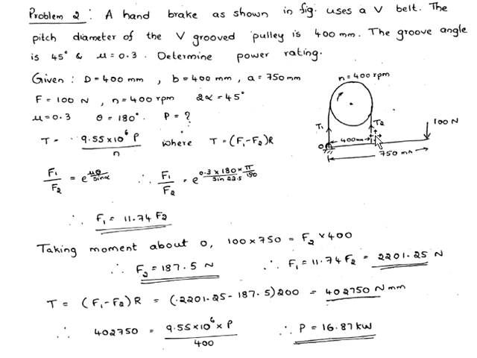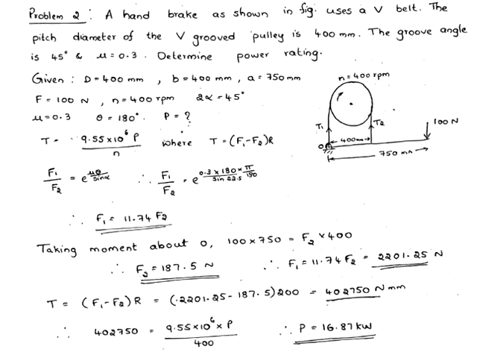Then to find out F2 value, F2 or T2 one and same, take moment about O point, 100 into 750, that is equal to T2 into 400. So you will get T2 or F2 value. After getting F2 value, find out what is F1. So once we get value of F2 and F1, substitute in this equation, torque equation, F1 minus F2 into R, you will get torque. After getting torque, substitute in power equation, you will get power value.